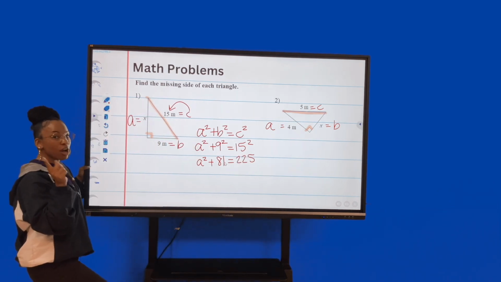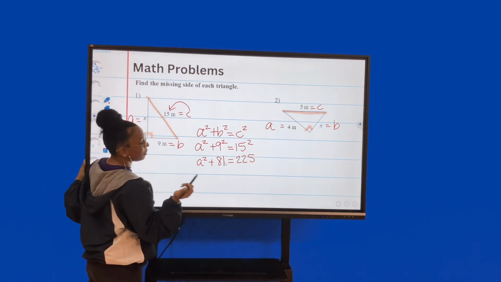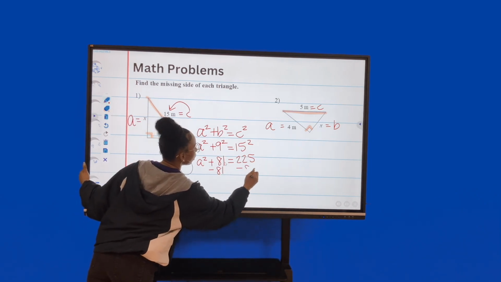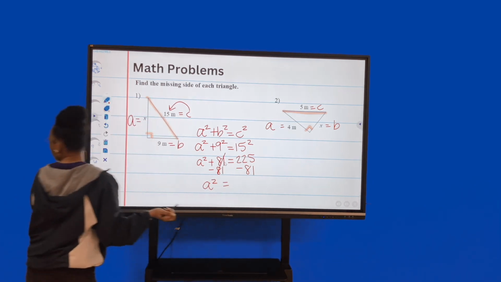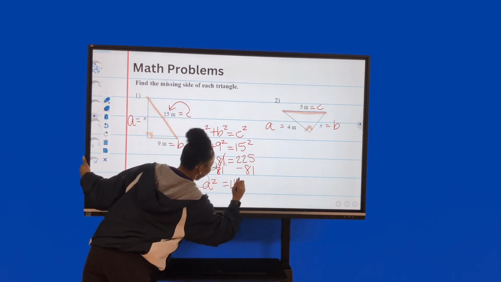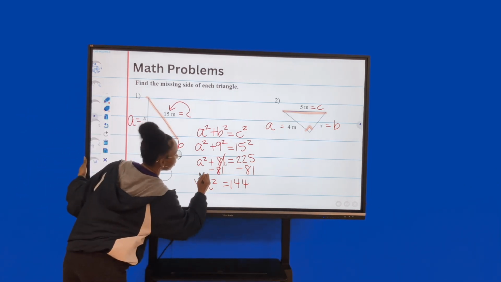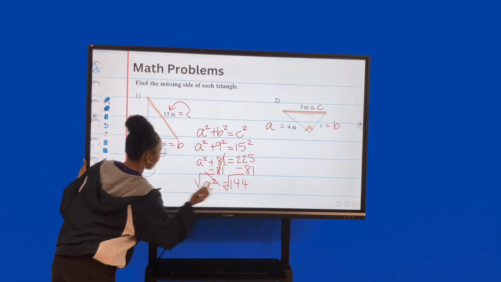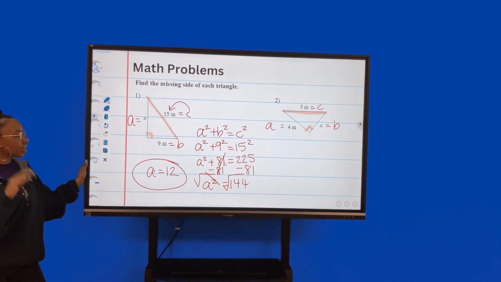Now, since I do not know what one of my legs is, I now have to get this a by itself. Think of this like a 2-step equation. We got to get rid of this positive 81 first. How do I do that? I'm going to subtract 81 on both sides. Now, when I do that, I'm going to get a squared equals 144. Now, once I get 144, the last step I got to do is do my square roots. So take the square root of a squared, take the square root of 144, and then that's going to cancel out. So now a is going to equal 12. Okay? So that's the answer for number 3.